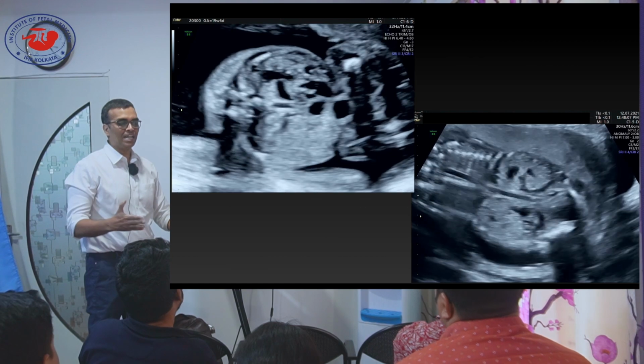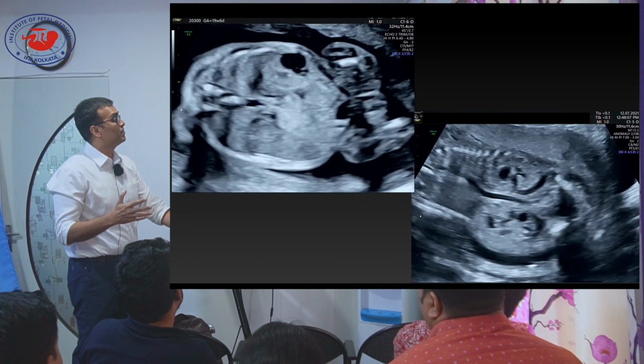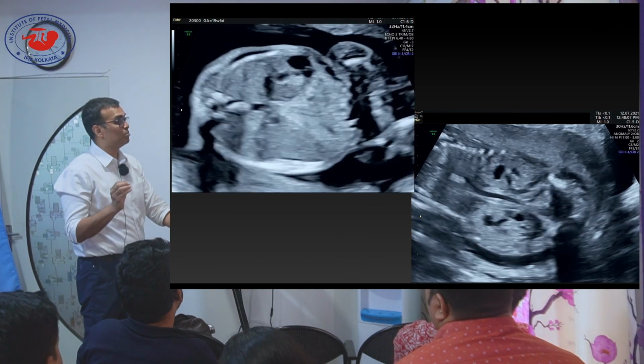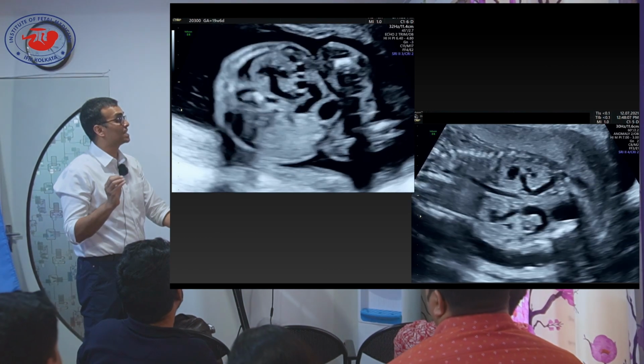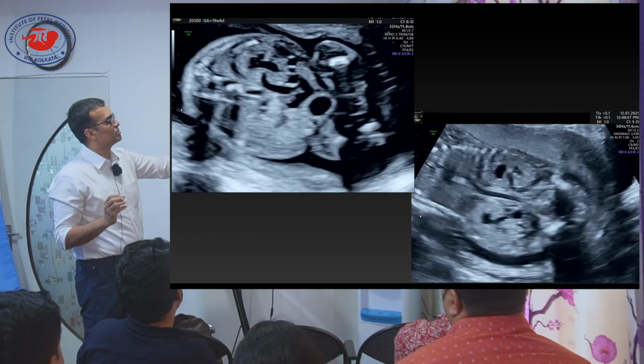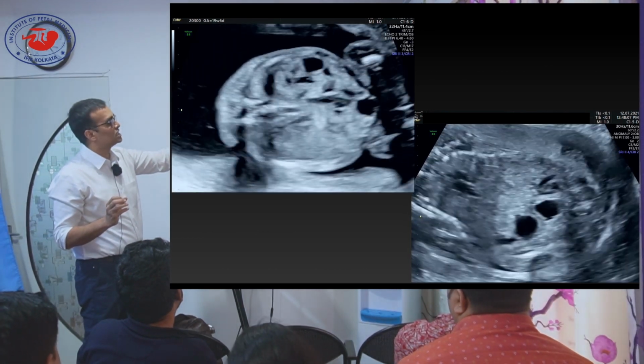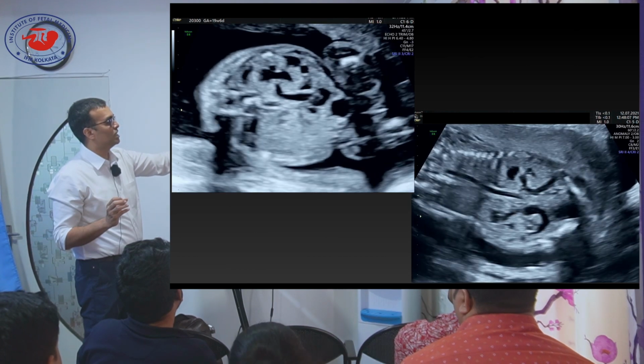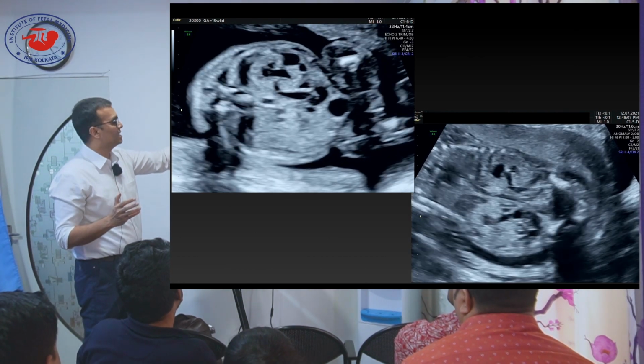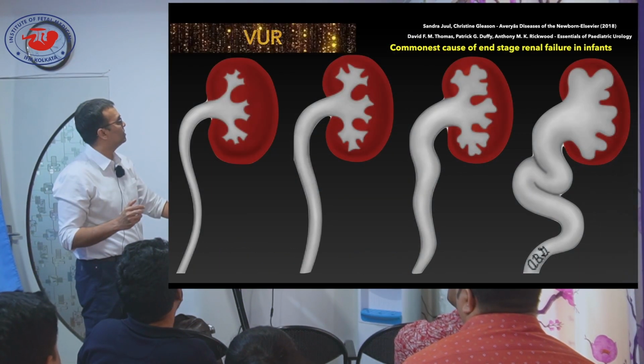But in prenatal, in antenatal life, it is very difficult to say exactly about the nature of the obstruction, exactly what is the level. So probably you can just put in a line that obstruction may be at the level of the VUJ, and then later on postnatally it can be evaluated.